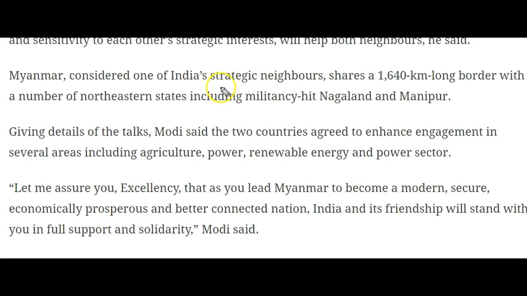Myanmar is India's strategic neighbor. You can consider Myanmar a strategic neighbor because Myanmar shares a 1640 kilometer long border with a number of northeastern states. These northeastern states are affected by militancy, especially Nagaland and Manipur. So Myanmar's help is very important to control the militancy in the northeastern states.